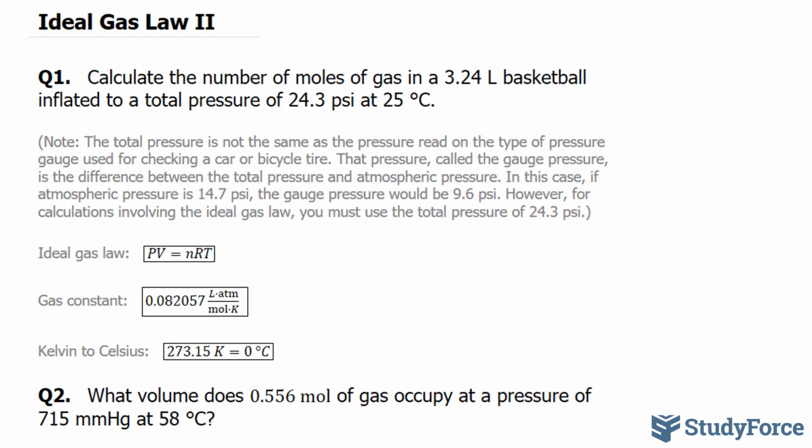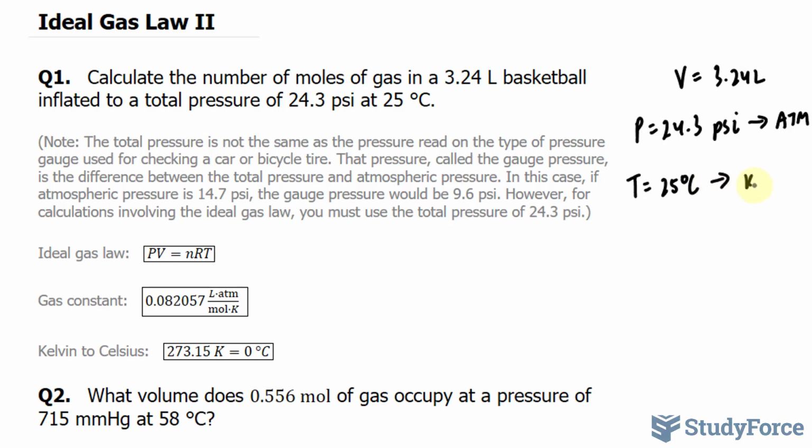What I would like to do is write down everything that's been given. We've been given the volume. The basketball is 3.24 liters, so I'll denote that as V is equal to 3.24 liters. We've been given the pressure, and normally we want the pressure in atmospheres, so we'll need to switch this later. I'll call pressure P at 24.3 psi, and I'll indicate that this needs to become ATM. And we've also been given the temperature, which is 25 degrees Celsius. This needs to be converted into Kelvin.